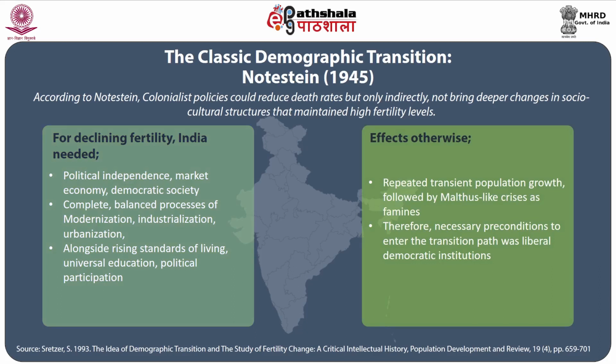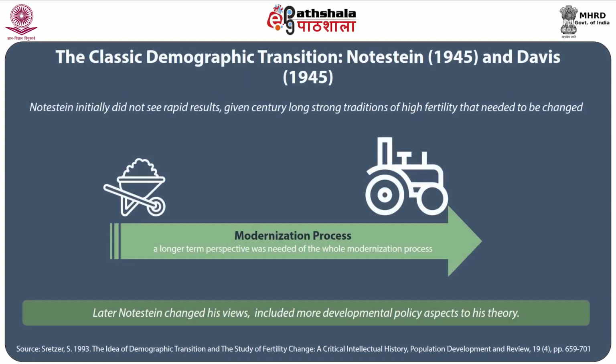If not, the effects would be repeated transient population growth followed by Malthus-like crises such as famines. Therefore, the necessary precondition to enter the transition path was liberal democratic institutions. He also did not initially see prospects for rapid results, as high fertility was due to century-long strong traditions which needed to be changed before individual behaviors. A longer-term perspective was needed, taking into view the whole of the modernization process.